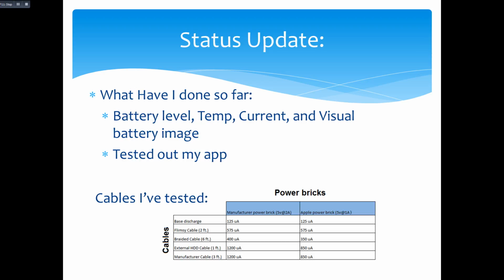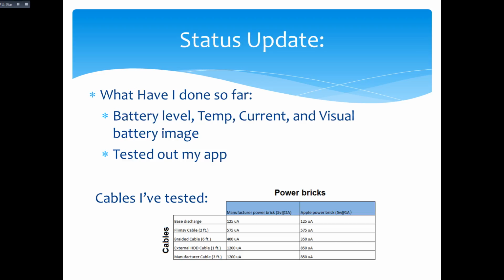One thing to note about these is that they're all different lengths. So generally, the shorter length, the better the charging rate has been, at least in my experience. And then on the top is 2 different power bricks that I've used. I use my manufacturer's power brick, and then I used the power brick that comes with the Apple iPhone. And they are at different amperages, so we should see different values in the table below.